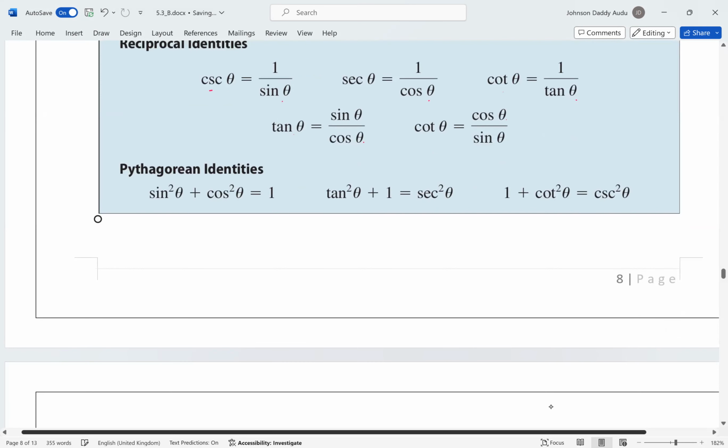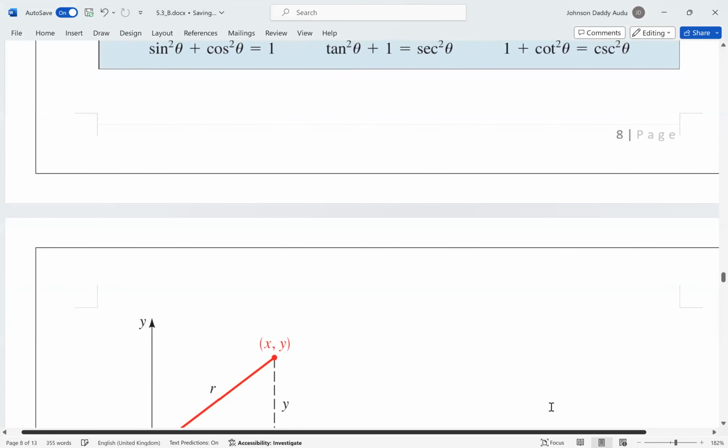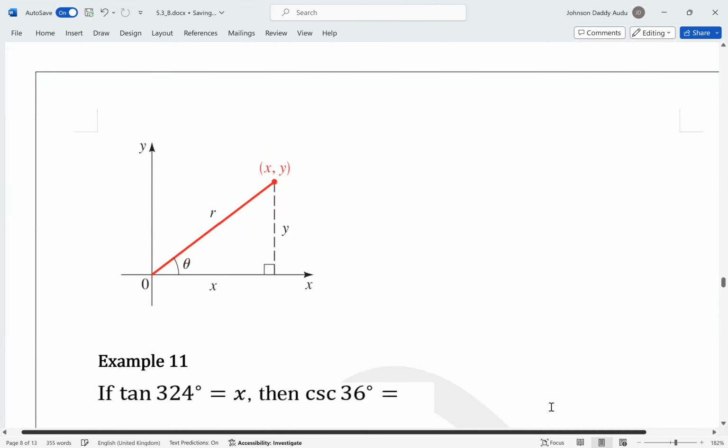So we have the Pythagorean identities. We have sine squared theta plus cos squared theta equals 1. Tan squared theta plus 1 equals sec squared theta. And 1 plus cot squared theta is cosec squared theta. Now this, we can easily get from here.